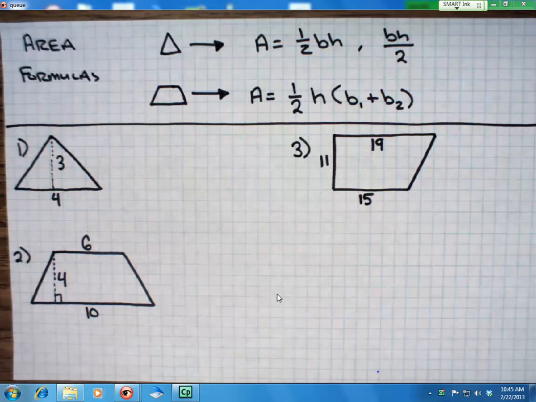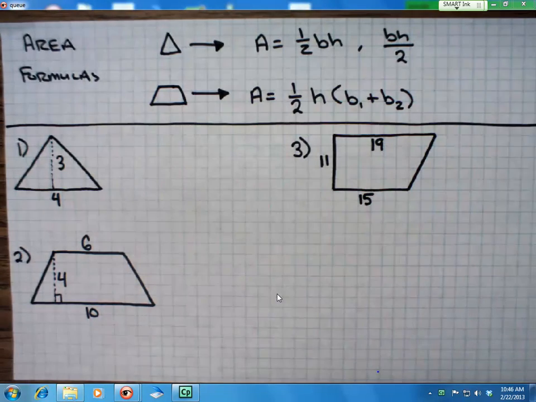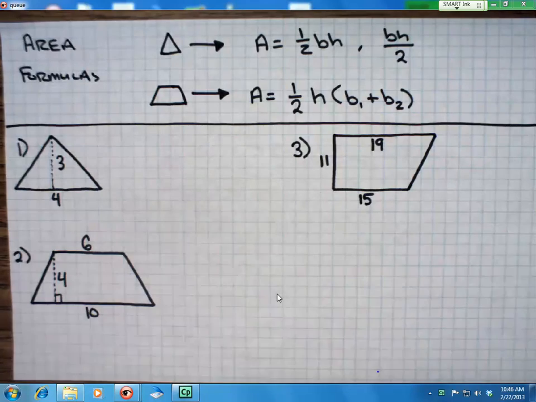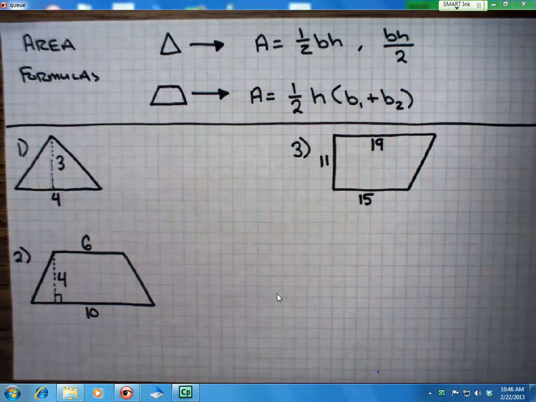Now, today we are continuing with our work for area, which, yes, we did area of parallelograms and squares yesterday, but today we're doing triangles and trapezoids, which are different in the way that we get our answer. Okay, so let's go ahead and take a look at our notes for today.